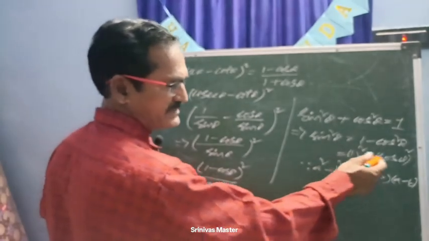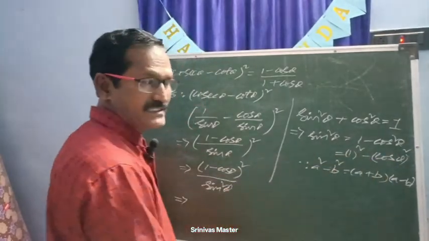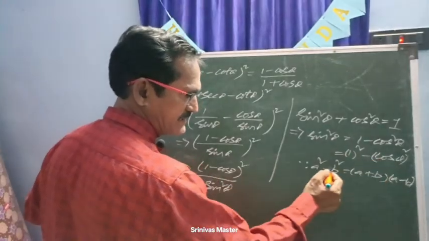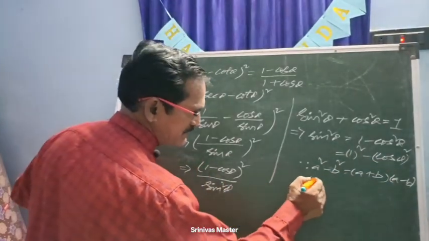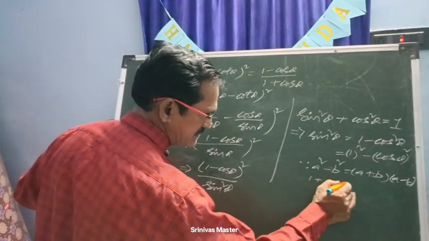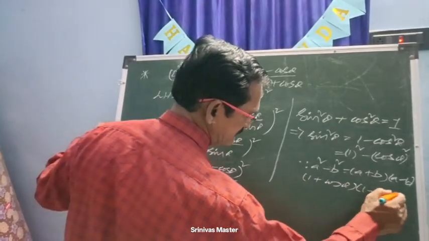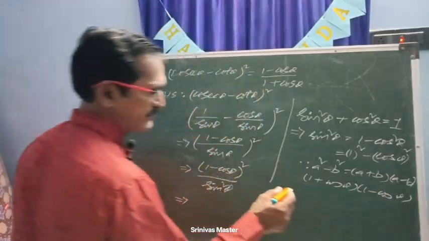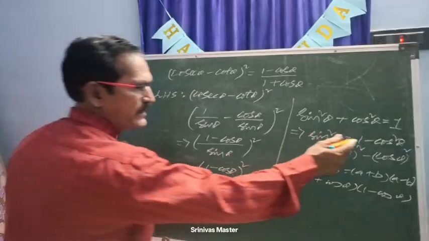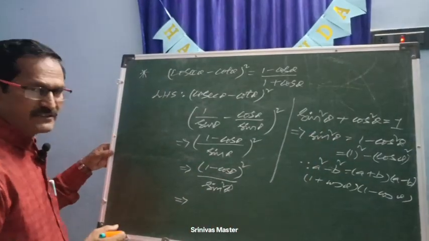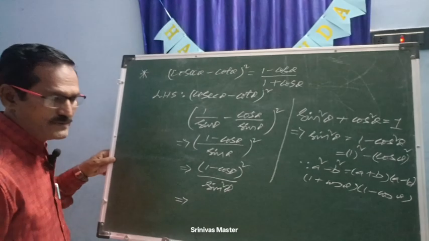Comparing this formula with this, we know that a is 1 and b is cos theta. So this can be written as a plus b into a minus b. A plus b into a minus b means 1 plus cos theta into 1 minus cos theta. So in the place of sin square theta, we can write 1 minus cos square theta. Once you write that, this step is done.